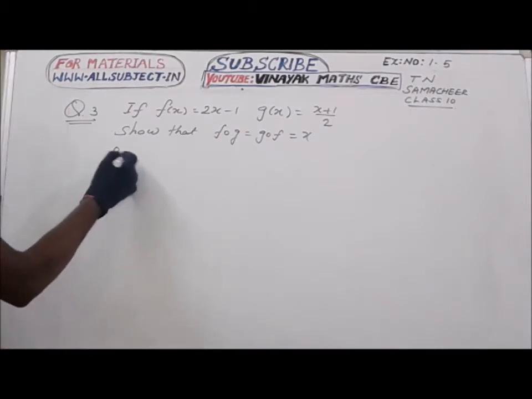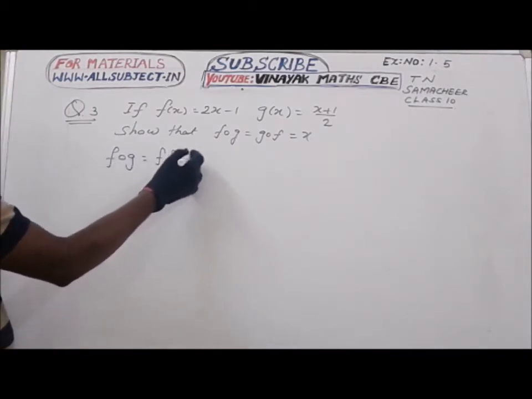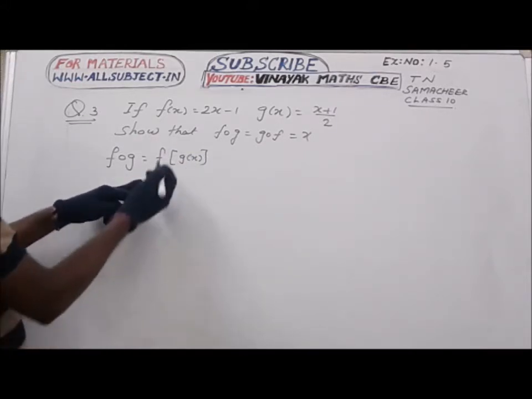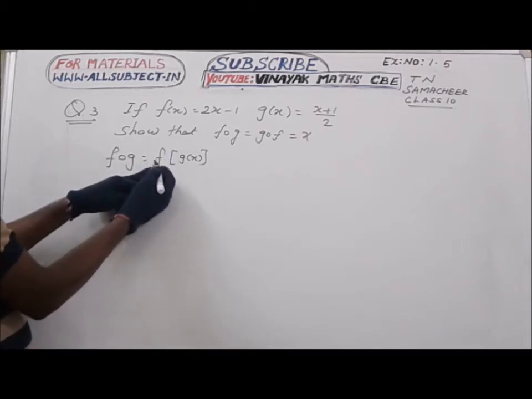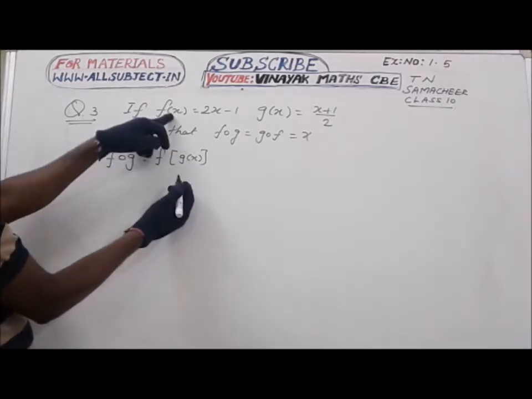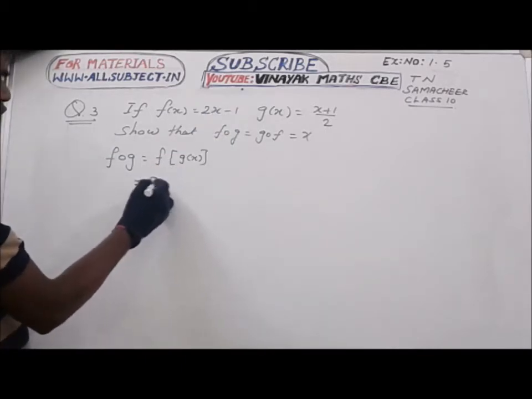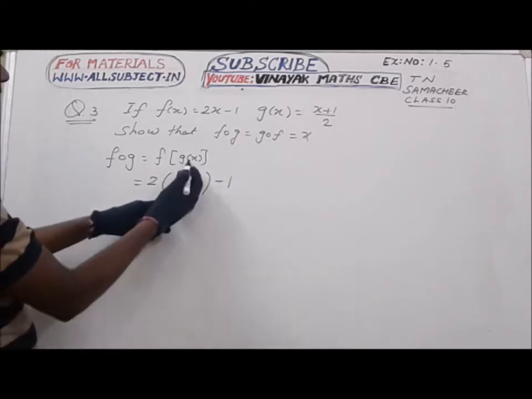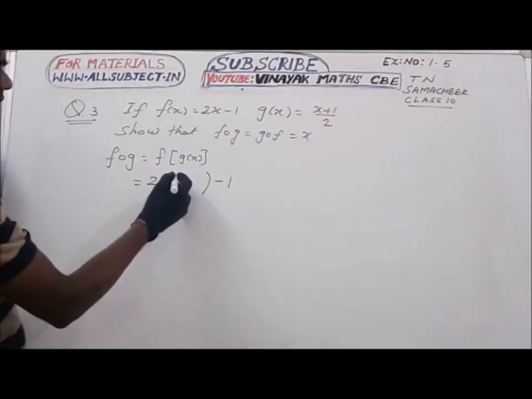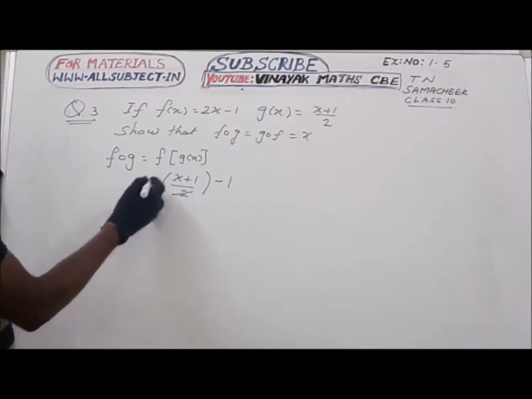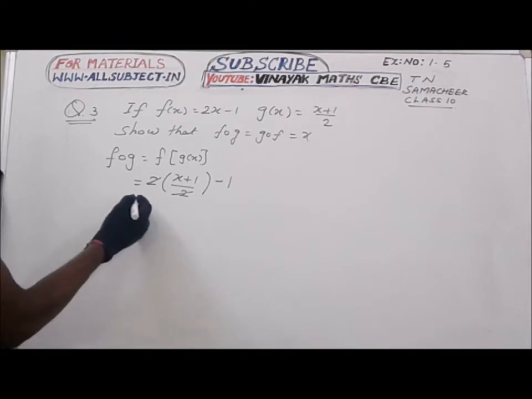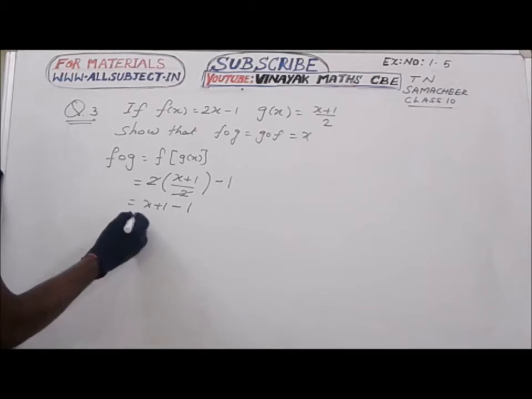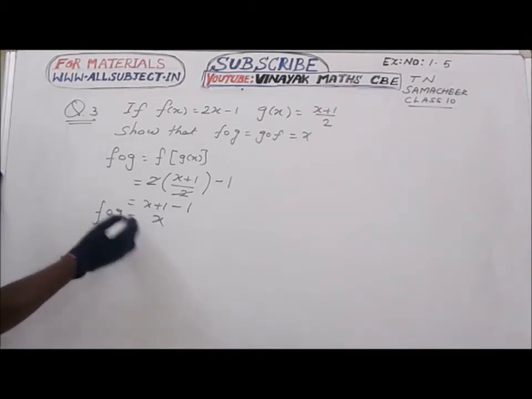Now f composition g is nothing but f of g of x. That means replace all x in f by g of x. So f of x is 2x minus 1, so 2 into g of x, then minus 1. Substituting g of x here, (x plus 1) by 2, we can cancel these two and the remaining is x plus 1 minus 1. The 1 and minus 1 get cancelled, which is equal to x. So f composition g is equal to x.